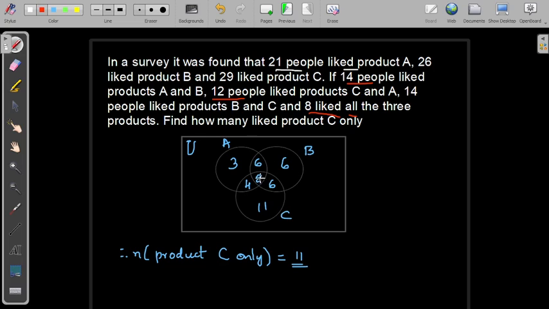14 people. So 8 already written. So remaining is 6. Next, all three is done. Come to this, that is 21 people liked product A. So A's entire value is 21.